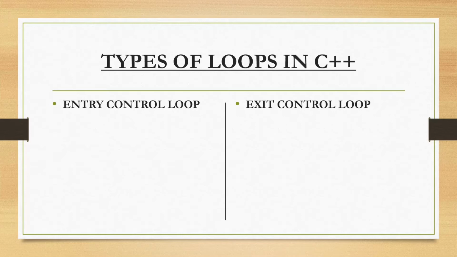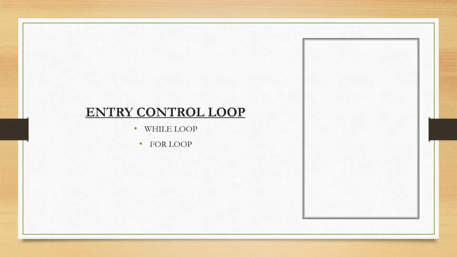So mainly in the entry control loop, the condition is verified first and then the statements inside the loop are run. But in the exit control loop, the statements are executed at least once first and then the condition is verified. So even if the condition is false, it will execute at least once. Entry control loops are mainly the while loop and the for loop.